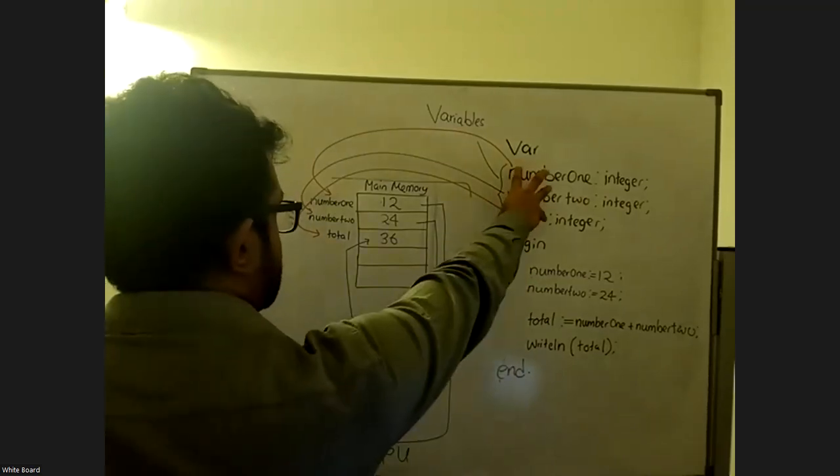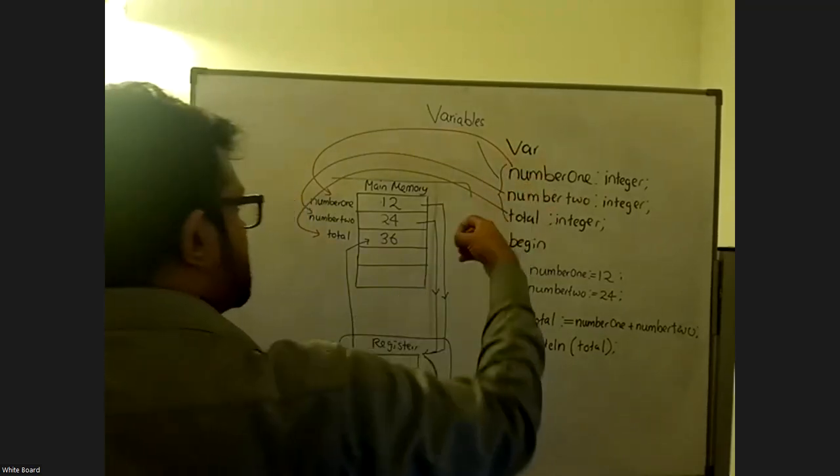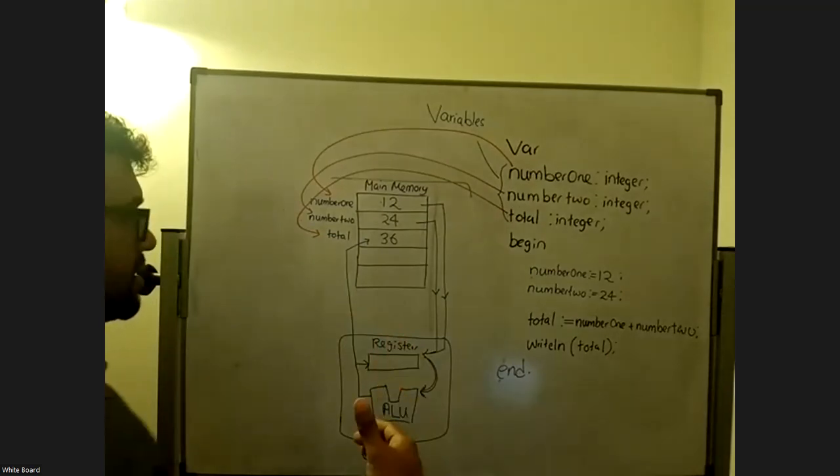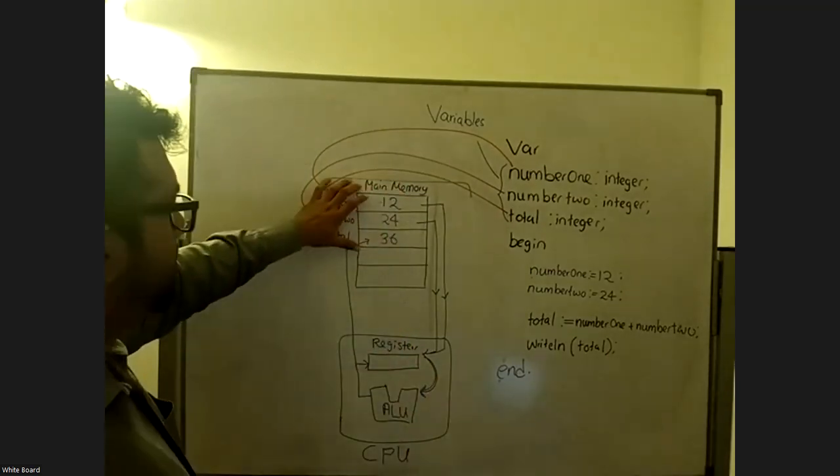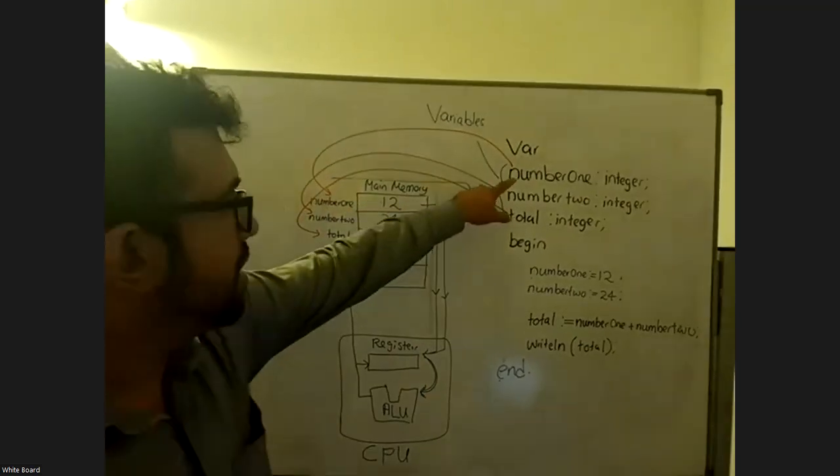You define them. So when you define variables, the program is allocating some memory in the main memory to store the values relevant to this one.